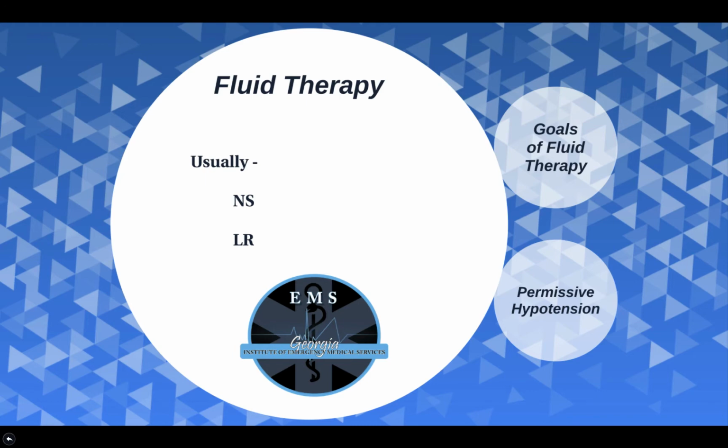Now, we can find these fluids in different packages, per se. Most of the time, you're going to have a liter bag of saline or ringers, or you may have a half-liter bag of saline or ringers. You may even have 250 cc's, 100 cc's, down to 50 and 25 cc bags. So what your patient needs will determine what size bag you grab. What we're going to do here is talk a little bit about our goals of fluid therapy, what we want to accomplish by giving the patient fluids. And then we're going to jump into permissive hypotension and get you up to speed on that.